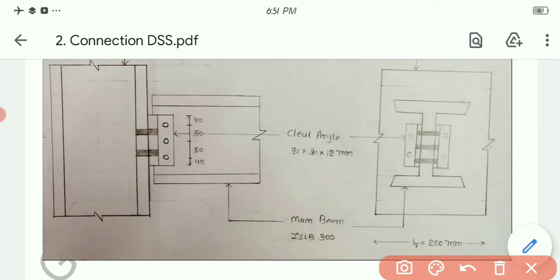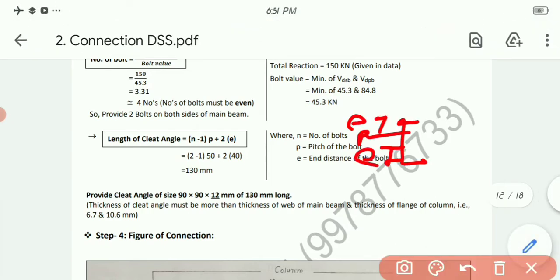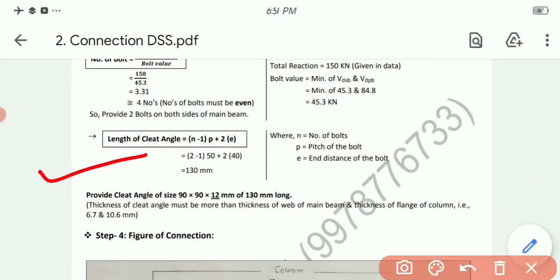Let's calculate the length of this angle. That is obviously n minus 1 into pitch, plus 2 times the end distance. Length of the cleat angle is n minus 1 times pitch plus 2 times end distance. Number of bolts is 3, so 3 minus 1 into 50 plus 2 times 40. Answer is 130 mm. So we got the length of the cleat angle.